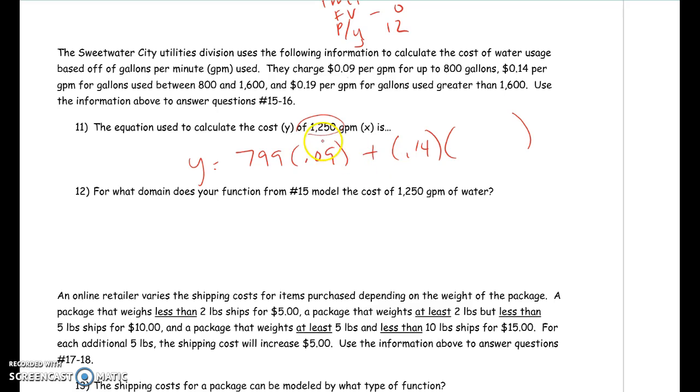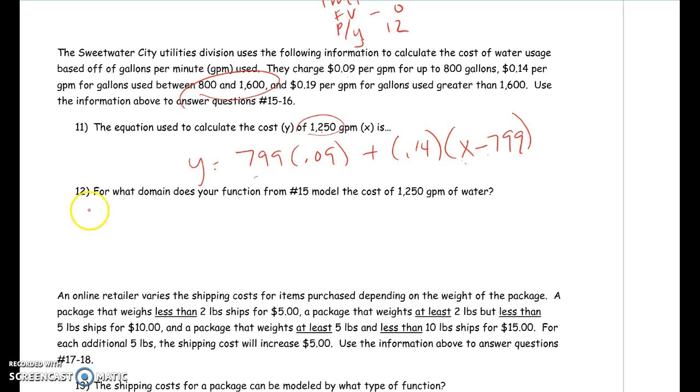Now, for this problem, you could just do 1250. What's the difference between this and this? Well, you can easily plug that in. It wants it as an equation though, so I'm going to write it as x minus 799 because in this case the x is the 1250. So that way you leave it as an x because anything that's between 800 and 1600 you can use this equation and it'll solve it.